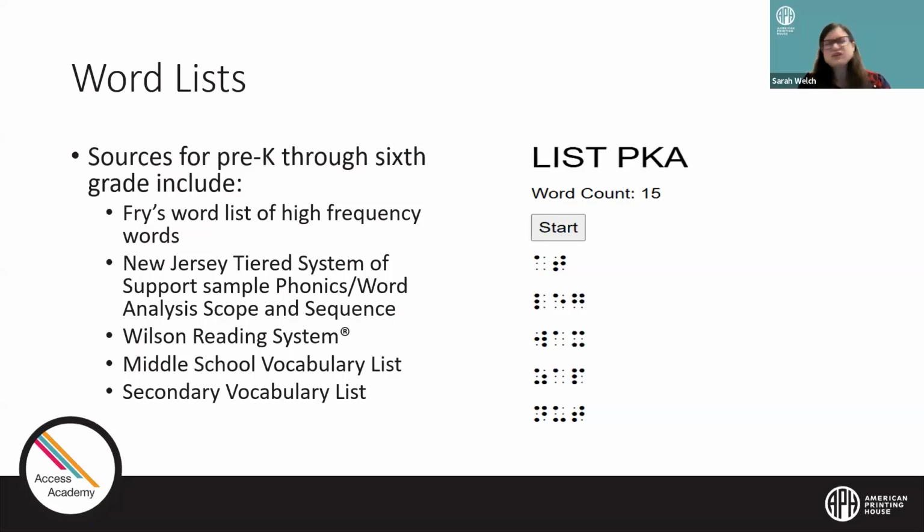Sources for these, which are also listed on the Braille Brain website, include a variety of things, including Fry's word list of high frequency words, the New Jersey tiered system of support sample phonics, word analysis scope and sequence, the Wilson reading system, as well as the middle school vocabulary list and the secondary vocabulary list. Cheryl, do you want to talk about those at all?